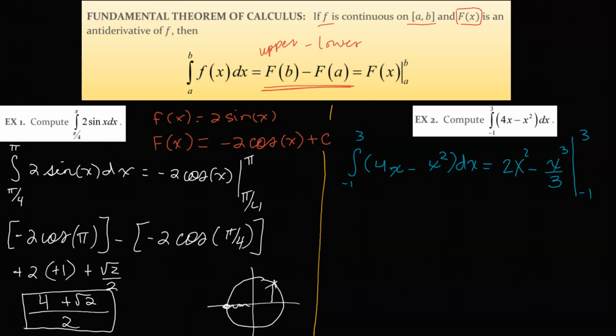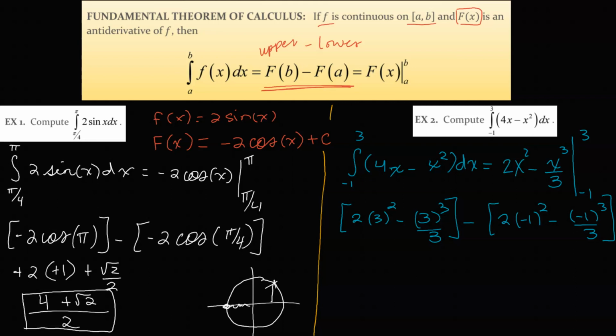And again, we don't need to write the c, because the fundamental theorem of calculus says that we're going to plug in the 3, so we'll have a c right here minus the other c over there. So the c is gone. We don't need to write plus c. The integral here would be the upper limit, which is 2 times 3 squared minus 3 to the third over 3, minus the lower limit, that would be 2 times negative 1 squared minus negative 1 to the third over 3.